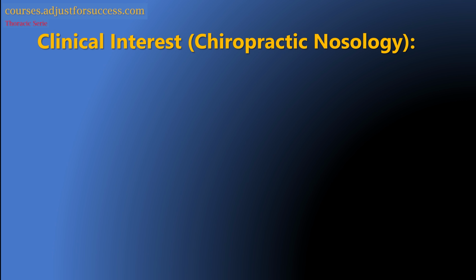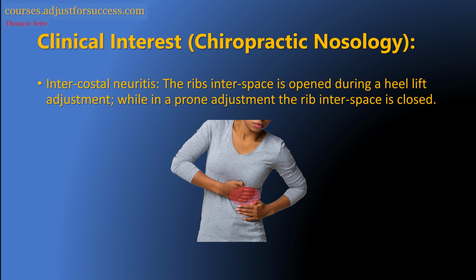The clinical interest of the technique, or chiropractic nosology. What kind of condition will be mostly helped with this technique? Intercostal neuritis is one. The ribs interspace is opened during a heel lift adjustment, while in a prone adjustment, the rib interspace is closed. So this makes this technique much more interesting than a prone technique in the case of an intercostal neuritis.